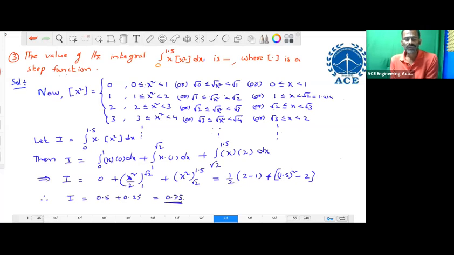Already we know the step of x square function; we have written the step of x square function, and based on this we write the integral as a sum of many integrals, and then we can evaluate like this. It is the value of this integral. So for writing the step of x square function, we should know the step of x, that is the main base function. Okay, this is the third problem. Next, we go to problem number 4.